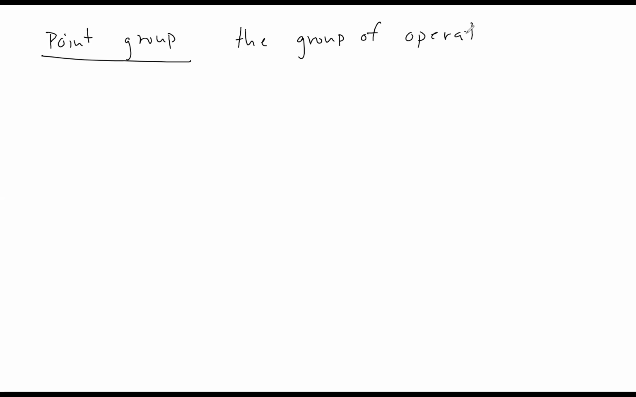We'll introduce one more piece of terminology here, which is the point group. That is the group of operations that leave a lattice unchanged and map a point in the lattice back to itself.